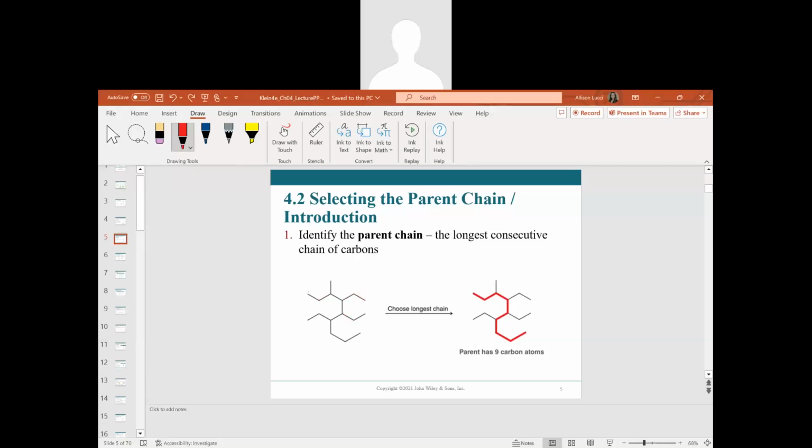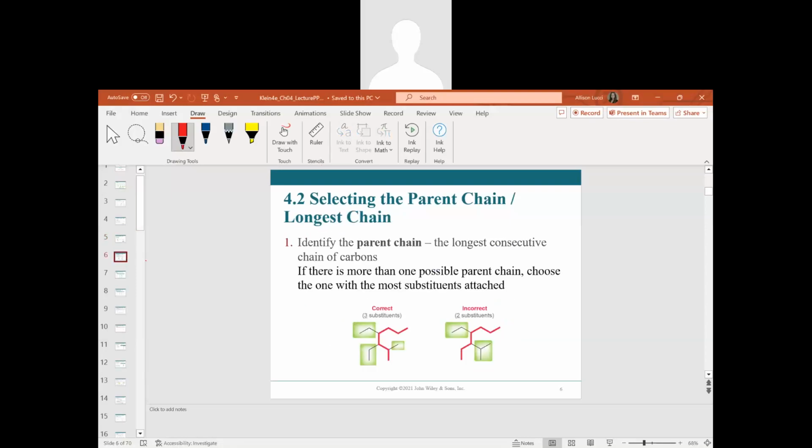In the same compound, we'll start in the same spot. 1, 2, 3, 4, 5. Now if I go this way, I would have 6, 7, 8, 9 carbons in my longest chain. And that is fine. These are all single bonds, so we have free bond rotation. Just because this molecule looks kind of wrapped up doesn't mean that we can't take this path to find our longest chain. So we've chosen a parent with 9 carbon atoms, so that would be a nonane as our parent. Let's move to how we can determine if we have the correct parent chain.